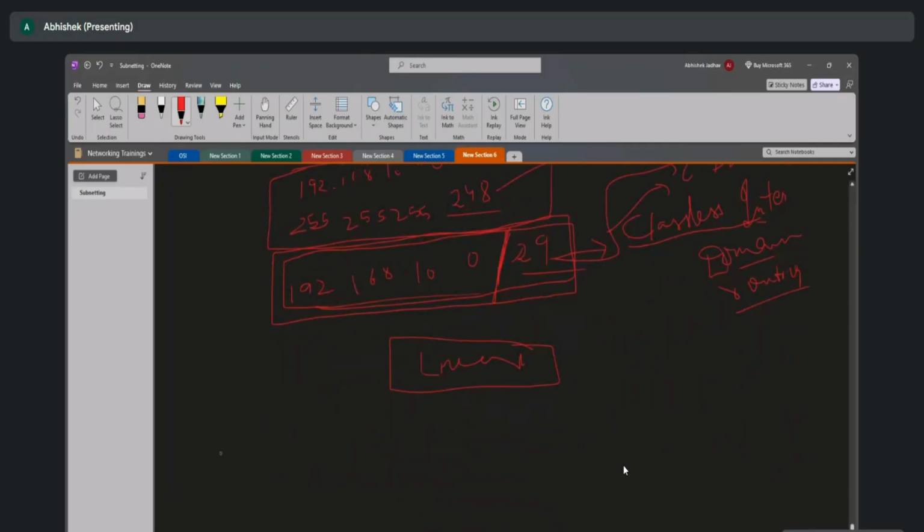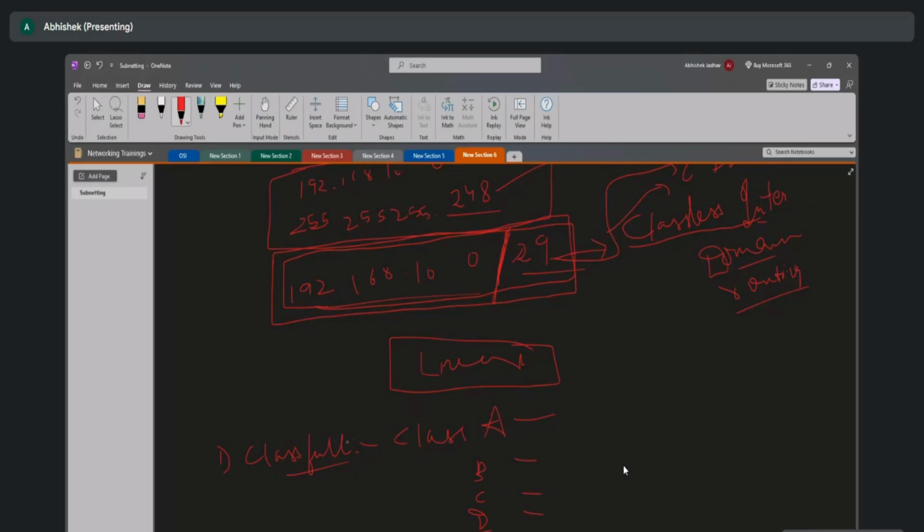Now there is another concept which is called classful. No need to get confused. Classful is nothing but the classes of IP address we have learned: Class A, Class B, Class C, Class D, Class E. These are the classful IP addresses, right? The reason being they do not have any subnets here.